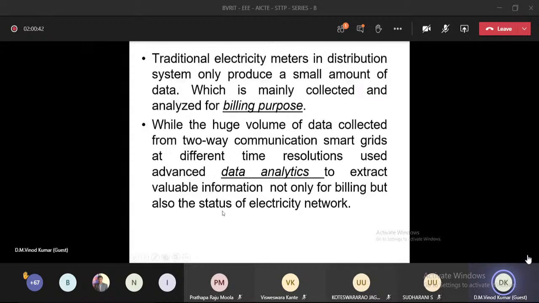Therefore, as I mentioned, even when we are having this electronic energy meter relative to the induction type energy meter, there is only one measurement. Here we are getting 5 to 6 measurements. If we replace this electronic energy meter by means of a smart energy meter, then I will get more information. Therefore, this is what we are talking about: different time resolutions and advanced data analytics used to extract valuable information, not only for billing but also the status of the electricity network.